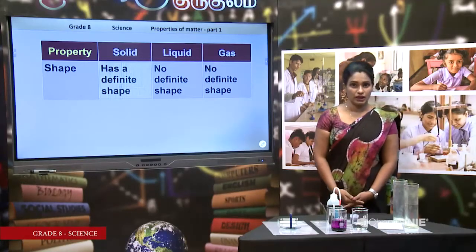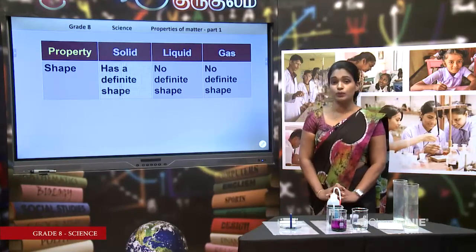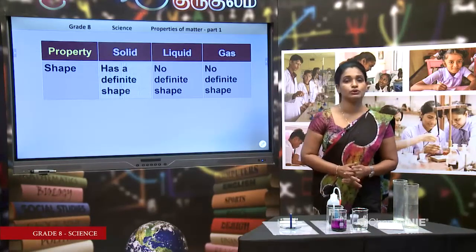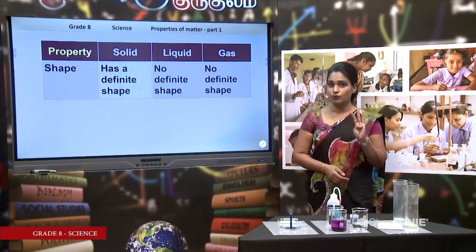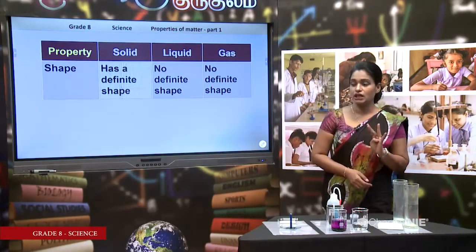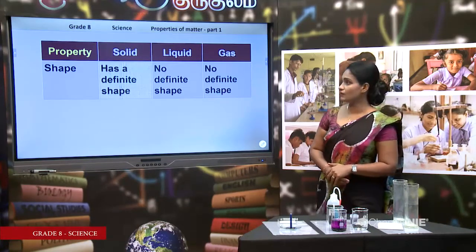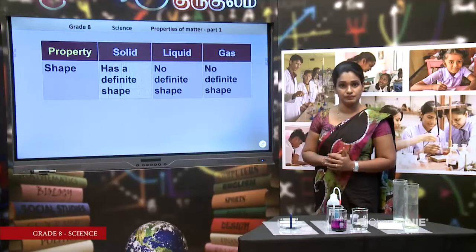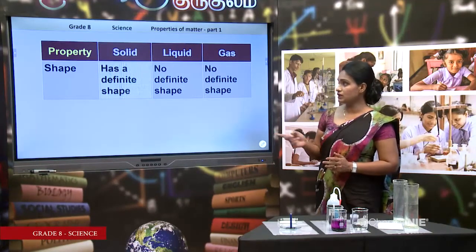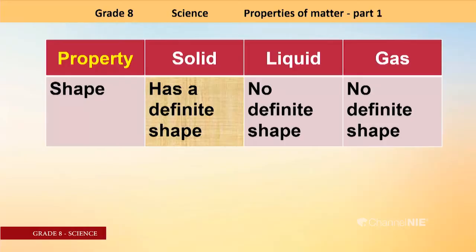Then we can talk about some properties. Actually, we are going to talk about 4 properties here. We are going to compare 4 properties in solid, liquid and gases, right. Shall we take the first property, shape, right. In a solid, it is said it has a definite shape. What do you mean by a definite shape?